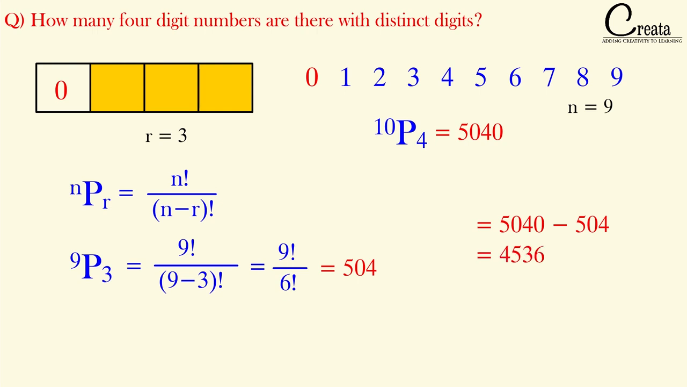Got it? What approach have we used? In the alternate approach, we have used the formula of the permutation to find the 4 digit numbers. But the answer will have the 3 digit numbers also. So we have calculated the 3 digit numbers and we have subtracted them from the total 4 digit numbers. So we got our total answer as 4536.